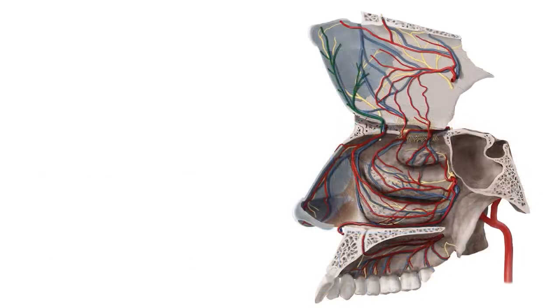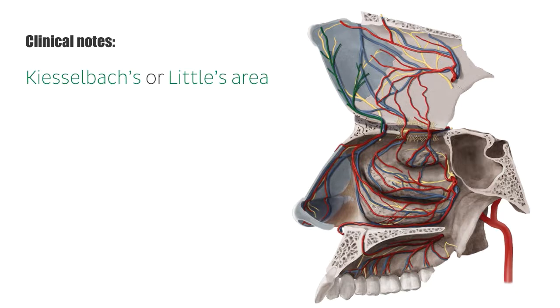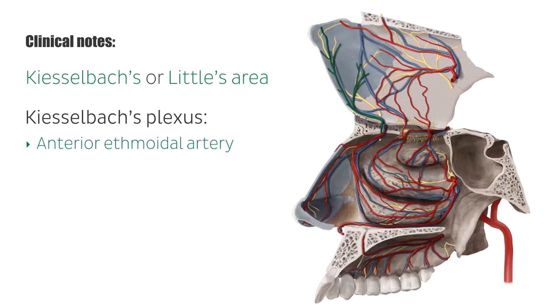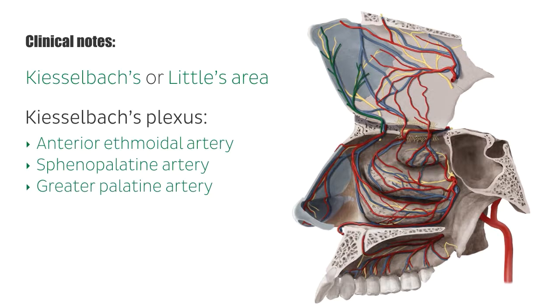To finish up this tutorial, let's go over a few clinical notes which are related to the blood supply of the nasal cavity. The first thing I'll mention is a region in the antero-inferior part of the nasal septum, called Kieselbach's or Little's area. In this area, 4 arteries form a vascular plexus, which is known as Kieselbach's plexus. The 4 arteries include 3 that we have mentioned earlier: the anterior ethmoidal artery, which as a reminder is derived from the ophthalmic artery, the sphenopalatine artery, which is the terminal branch of the maxillary artery, and the greater palatine artery, also derived from the maxillary artery.